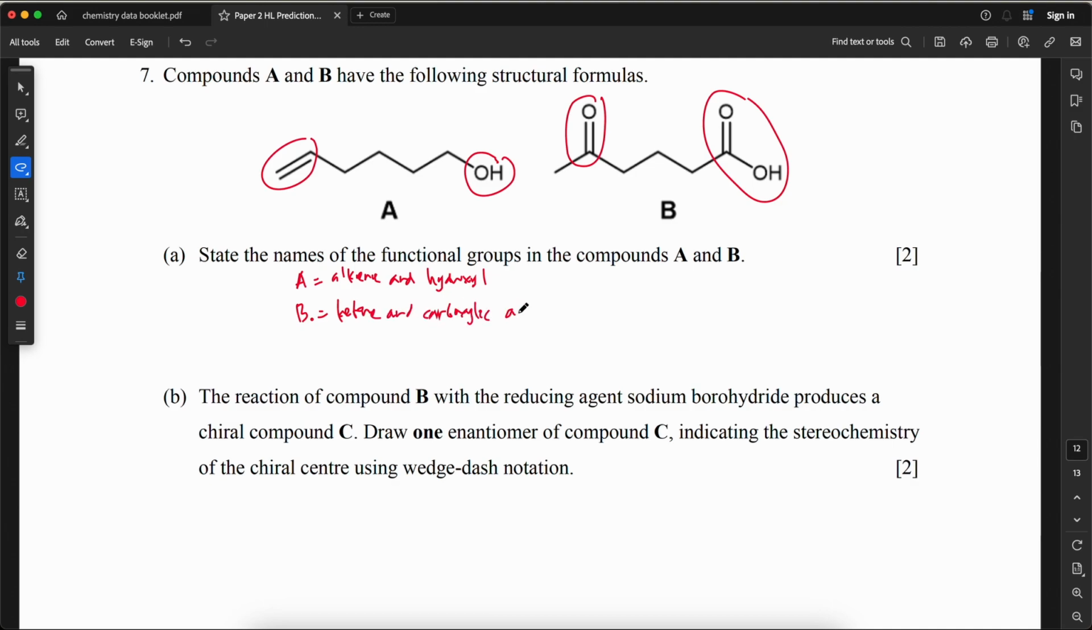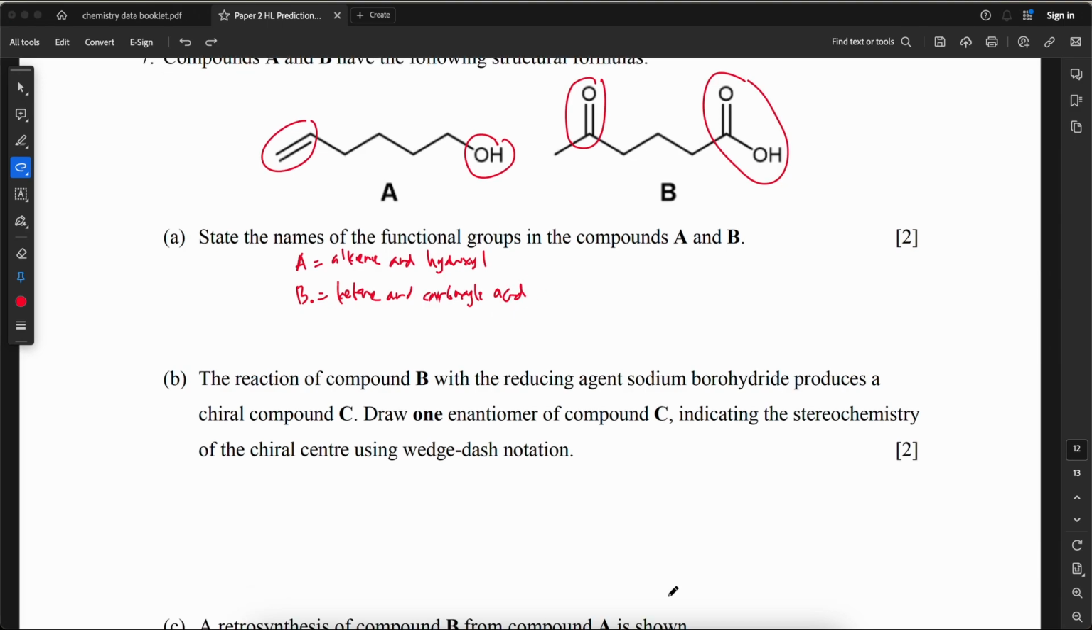Carboxylic acid. The reaction of compound B with the reducing agent sodium borohydride, NaBH4, produces a chiral compound C. Draw one enantiomer of compound C, indicating the stereochemistry of the chiral center using wedge-dash notation.